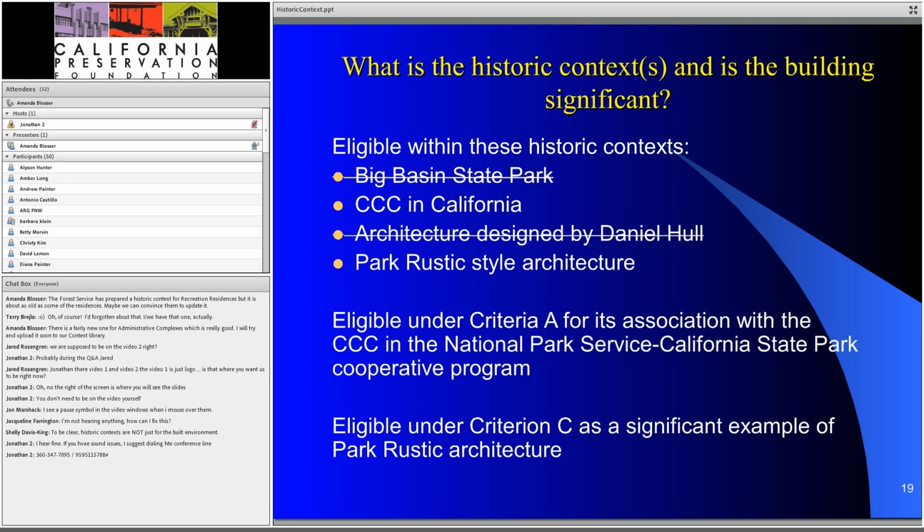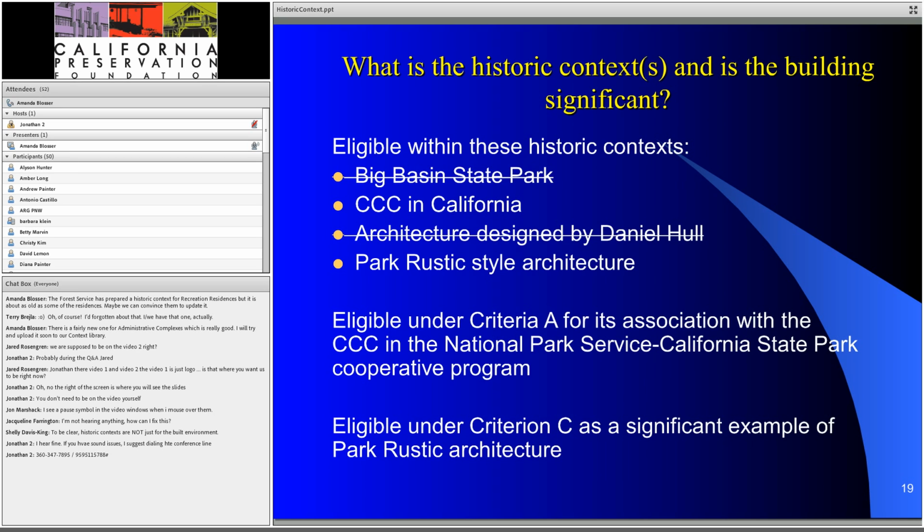And it turns out the building is eligible under A for its association with the CCC and the National Park Service California State Park Cooperative Program. And it's eligible under C as an exceptional example of park rustic architecture. And it would be easy to come to those conclusions once you have a well-developed context. And even though I have briefly presented this to you, I'm going to assume that we're all going to have it and come to the same conclusion. It's really difficult to present a historic context within this quick of a time.